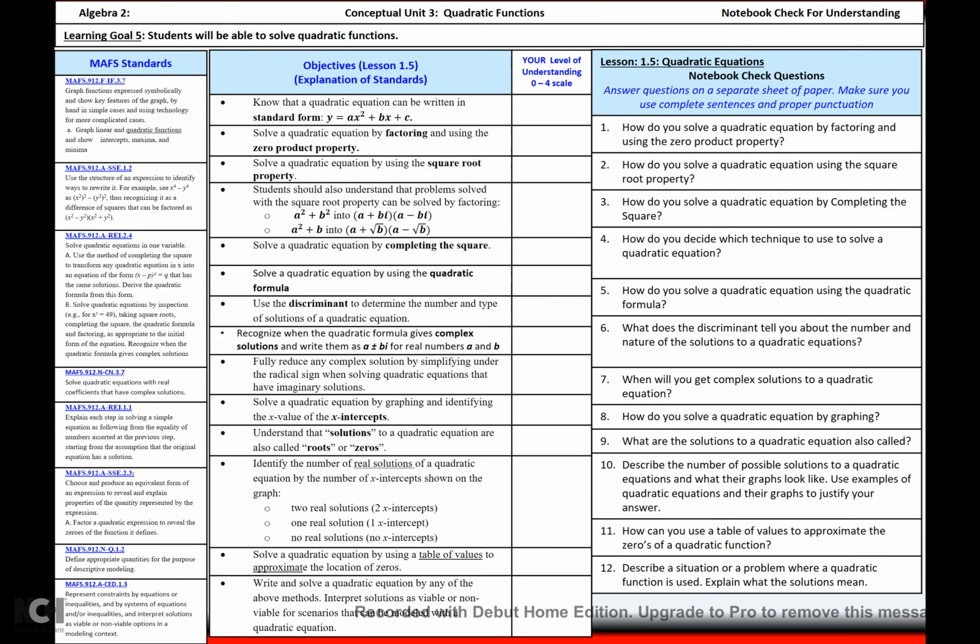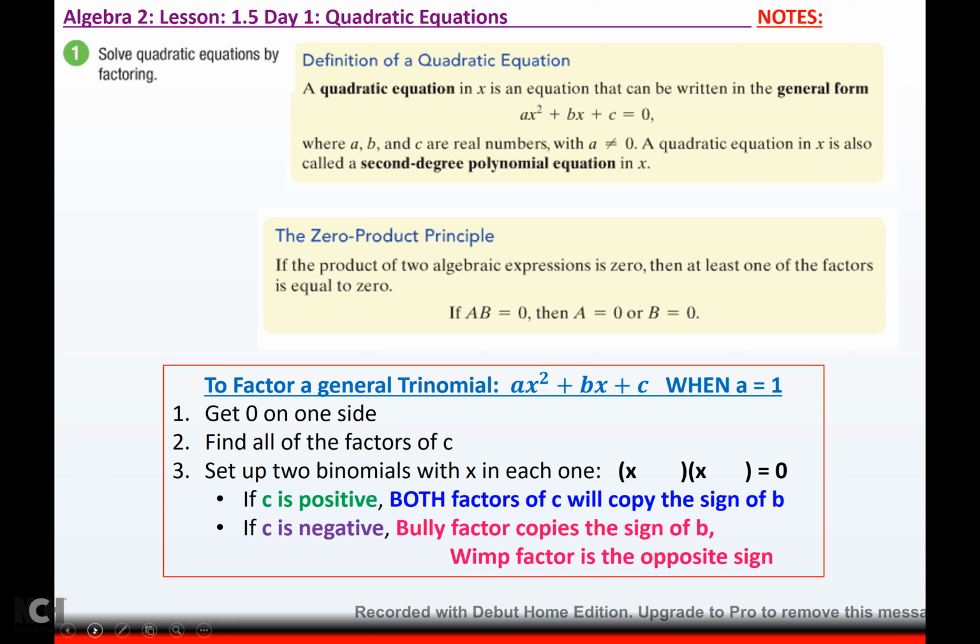All right, we are going to start lesson 1.5. We are going to be factoring today when A is 1 and when A is not 1. We've already done this, so this should just be a review. All right, definition of a quadratic equation.